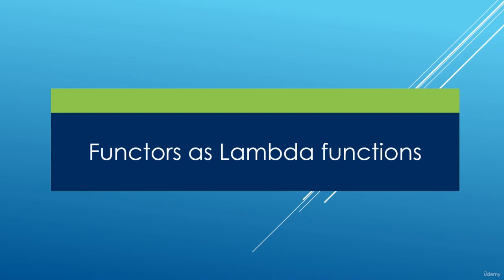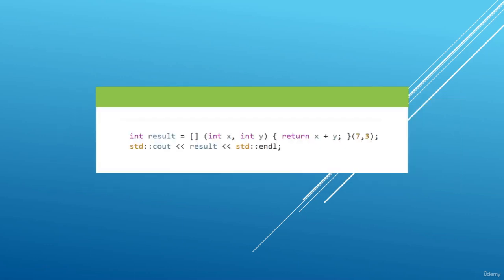In this lecture, I am going to tell you a secret. And that secret is that lambda functions in C++ are modeled behind the scenes by using functors that we just learned about in this chapter here. Let me show you a simple example.